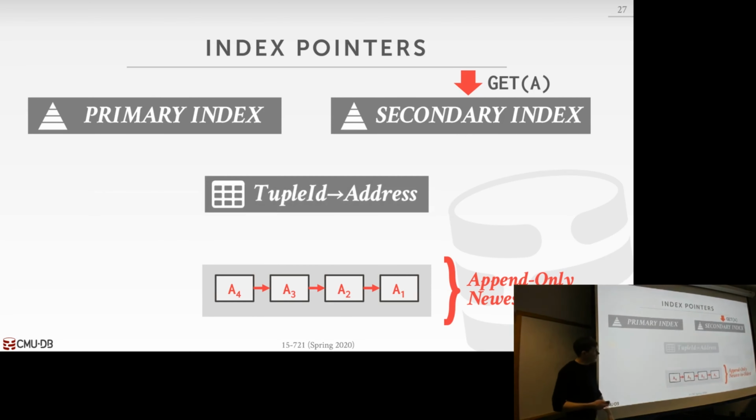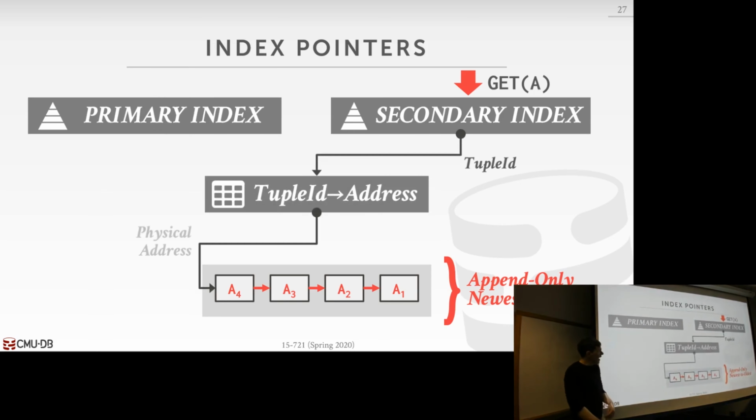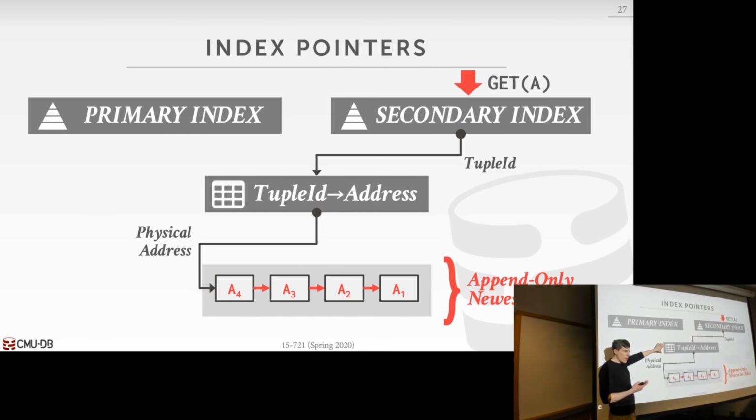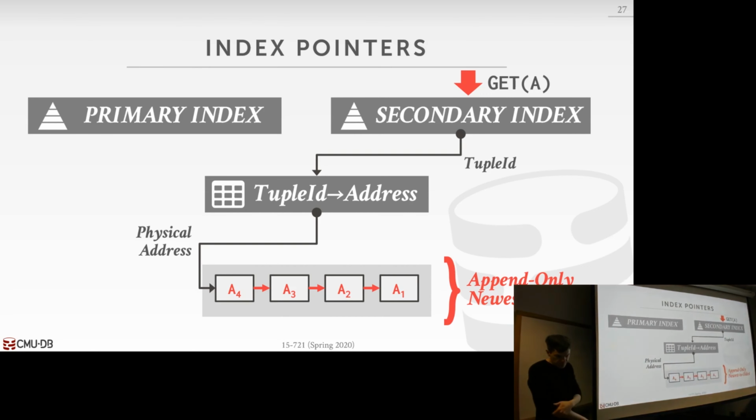The alternative, again, is to use a synthetic tuple ID. But now you need some kind of hash table or other lookup table to map that tuple ID to a physical address. So anytime the physical address changes, you just update this map, and you don't have to update the tuples themselves. So is this clear?